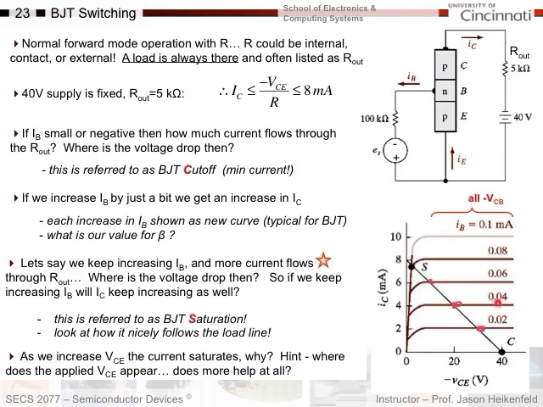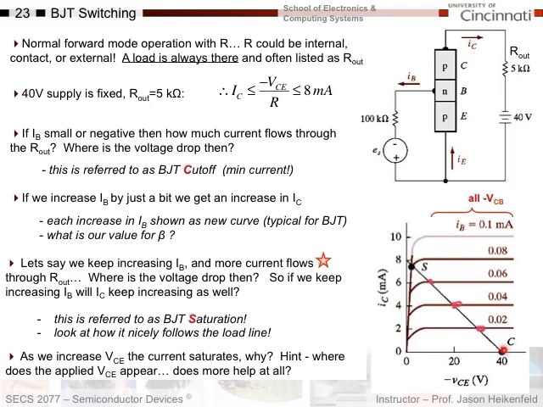Say I've got 0.04 milliamps for the base current. Then at that point, my VCE voltage drop across the BJT would be 20 volts, and my collector current would be 4 milliamps. Okay? So again, this is referred to as BJT saturation. I've reached saturation. And again, look how nicely it follows the load line.